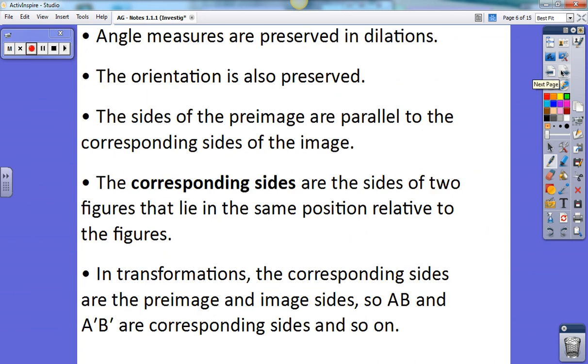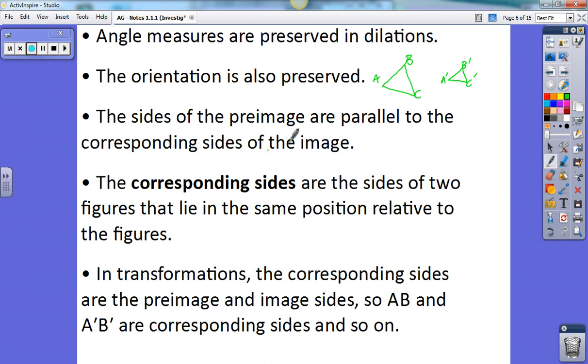A couple of things to note. Angle measures are always preserved in dilations. Orientation is preserved, meaning if I have a triangle ABC and it becomes dilated, so let's say I reduce it, A prime, B prime, C prime, orientation means that the letters are still in the same order. Remember, if I rotate a figure or if I reflect a figure, that's not the case, but it is true for dilations as well as translations that the orientation is preserved.